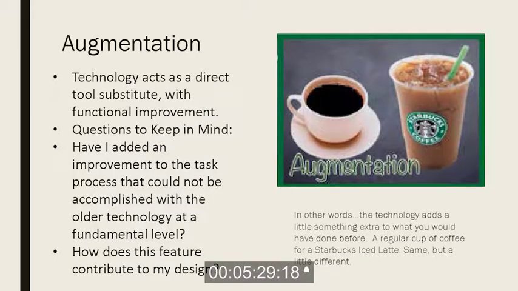Augmentation, if we think about our coffee example, adds a little bit something extra to what you would have done before. It's different because it's not the straight same. It adds a little bit of something different, like a latte instead of my cup of coffee. It's not a direct substitute. It's got a little bit of improvement.